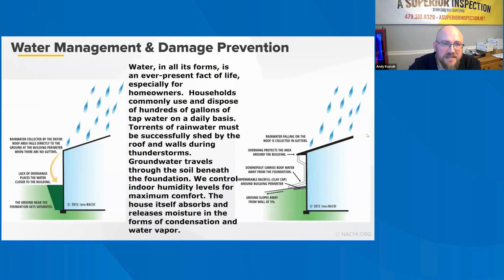Water in all its forms is an ever-present fact of life, especially for homeowners. Households commonly use and dispose of hundreds of gallons of tap water on a daily basis. Torrents of rainwater must be successfully shed by the roof and the walls during thunderstorms. Groundwater travels through the soil beneath the foundation. We control indoor humidity levels for maximum comfort, and the house itself absorbs and releases moisture in the forms of condensation and water vapor.